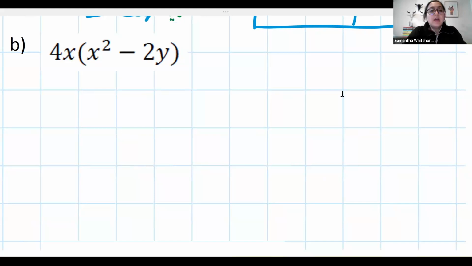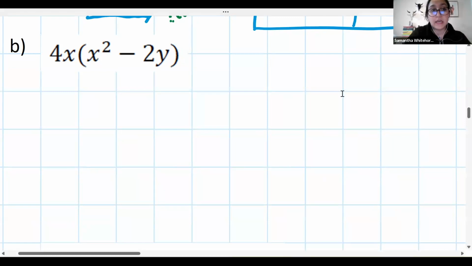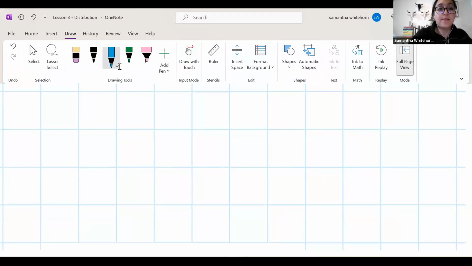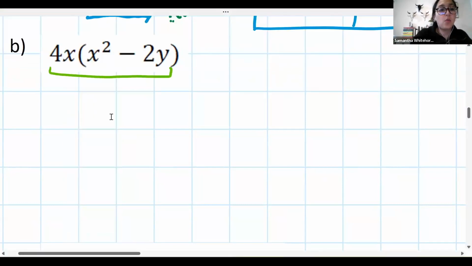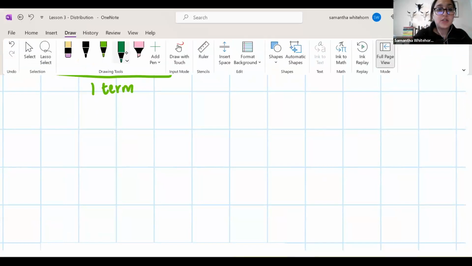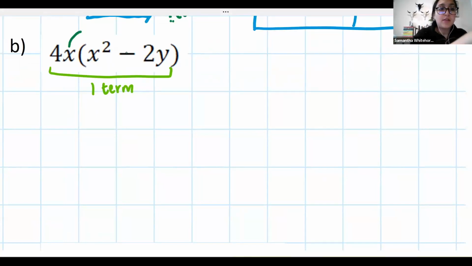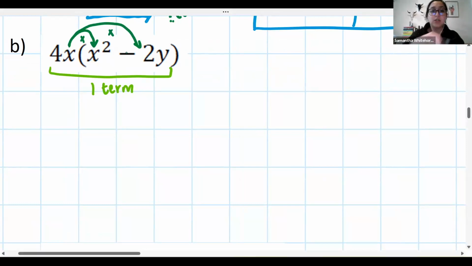So first things first is what we see is that we've got no plus or minus signs outside the bracket. And so what that means is that you actually only have one term here. That's quite helpful to know because now I know that when I distribute, I'm multiplying the 4x with the negative x, positive x squared, and the 4x with the negative 2y. So that's the only distribution I need to do here.